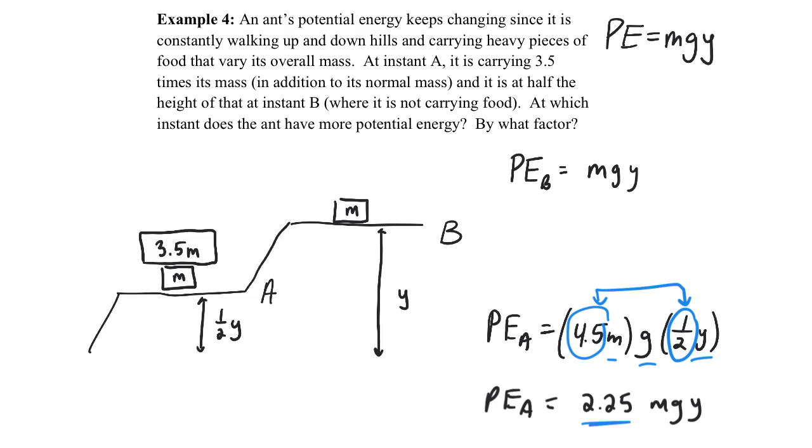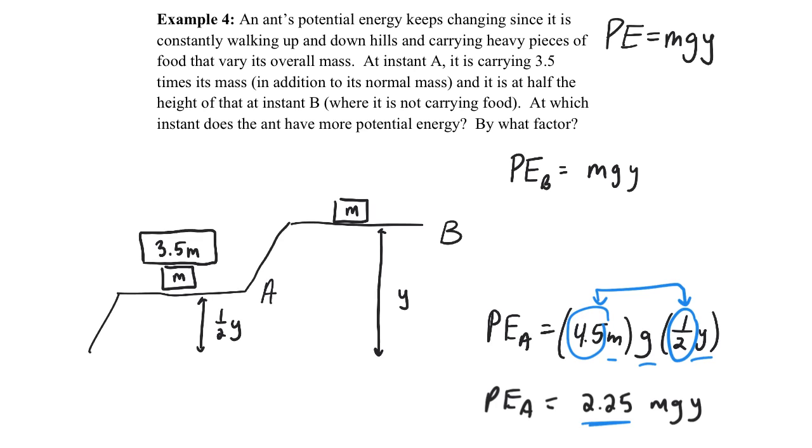Now, the second part is really easy to solve because I did it this way. By what factor is the amount of energy larger at A than it is at B? What's the factor? 2.25. That's all it is. This is the factor of increase. Think about math and direct variation. If I take a value and put a 2.25 in front of it, this itself is the increase factor.